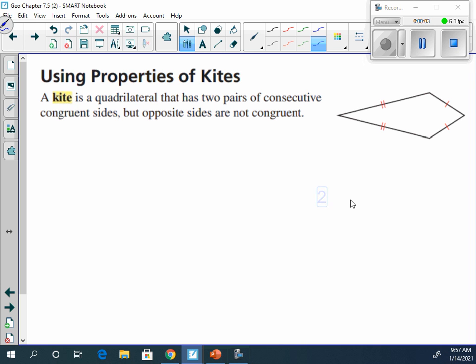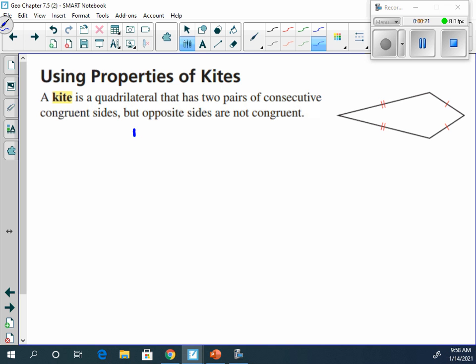We'll go on and start today's lesson. Today we are talking about kites. So we talked about trapezoids yesterday, and today we're talking about kites. A kite is a quadrilateral, a four-sided figure that has two pairs of consecutive congruent sides. Two pairs of consecutive congruent sides.